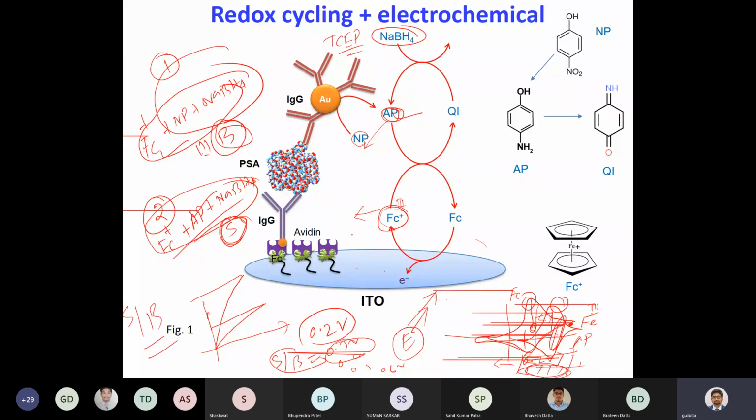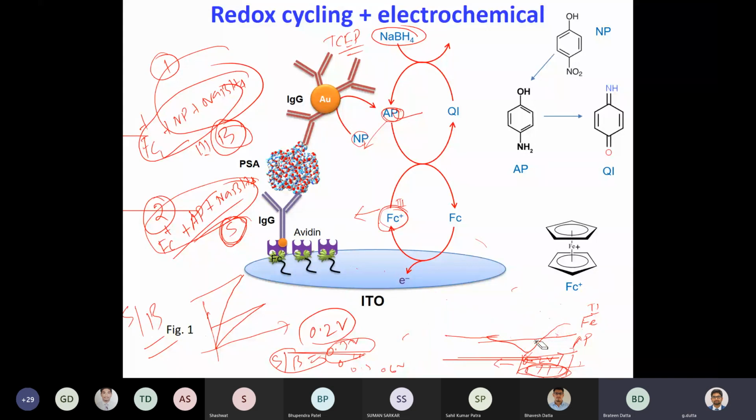And you are right. No need to check FC and AP individually. Just the mixture. In the mixture solution, you can get the signal to background ratio. Clear, Pratin? No, sir. Actually, tell me. I can repeat again.